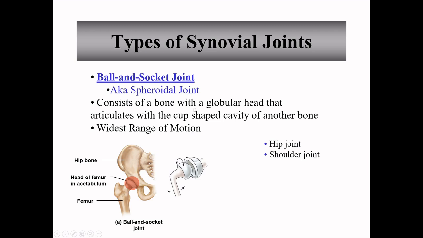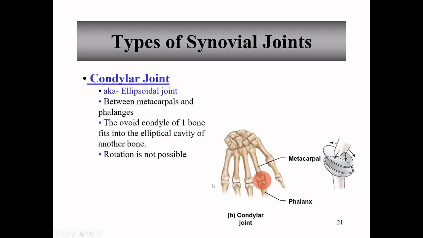Now it consists of the bone with a globular head that articulates with the cup-shaped cavity of another bone. What makes it special is my ball and socket joints have the widest range of motion compared to all of my synovial joints. So really all the joints, period, ball and socket joints have the widest range of motion. If you think about how you can swing your arm in all different directions, that is because it is a ball and socket joint.